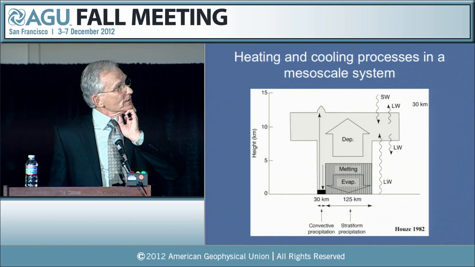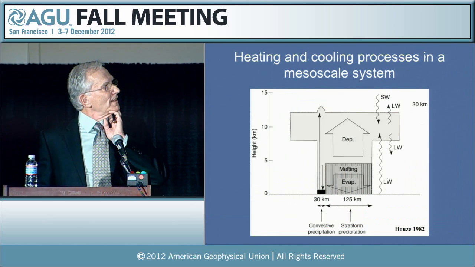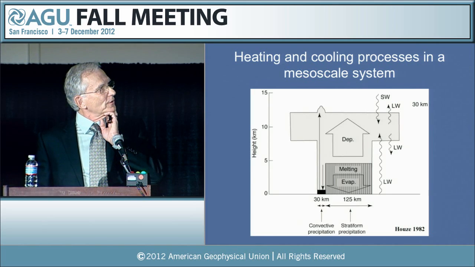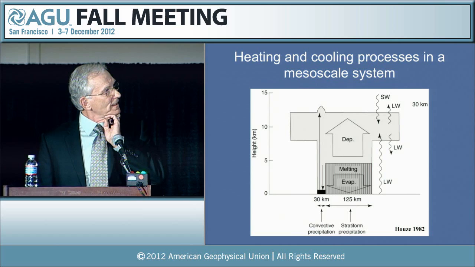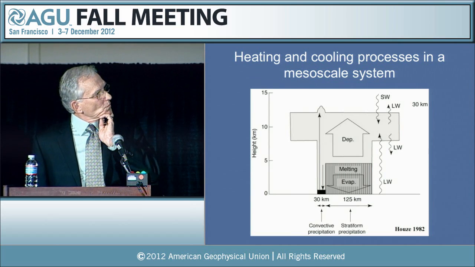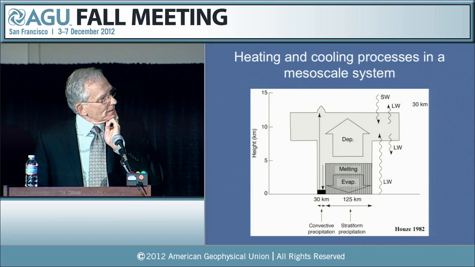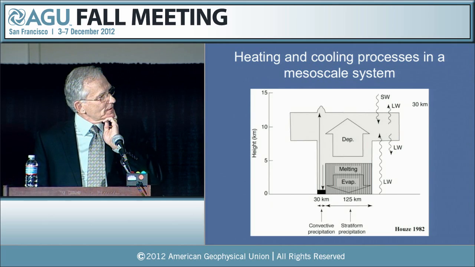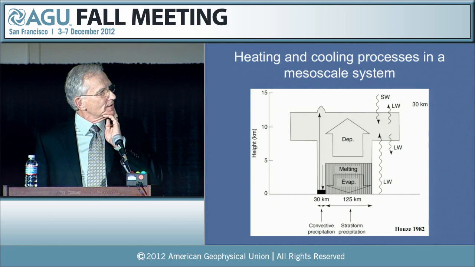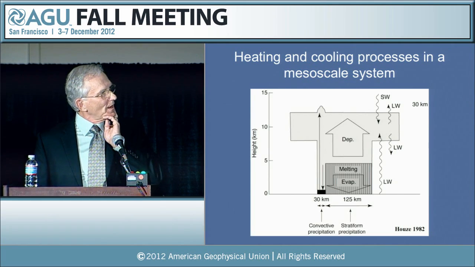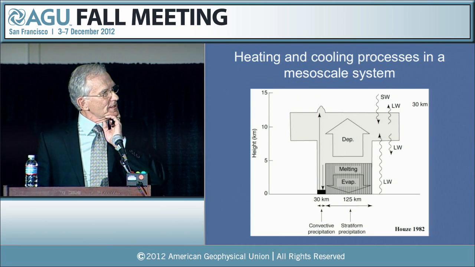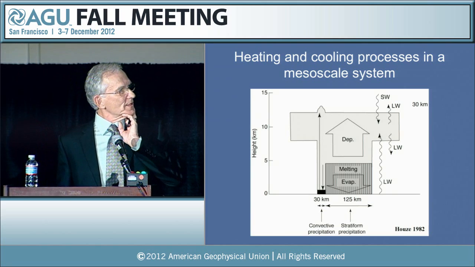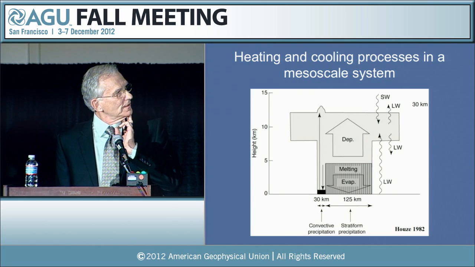So what came out of this, sort of jumping to the bottom line of GATE, we learned a lot about the heating and cooling processes in a mesoscale system, which in turn affect the larger scale. And the key things here, these systems have their convective components and stratiform components. The convective part has deep updrafts and heating through the whole troposphere, and the stratiform regions have cooling by melting and evaporation of precipitation particles in the lower levels.